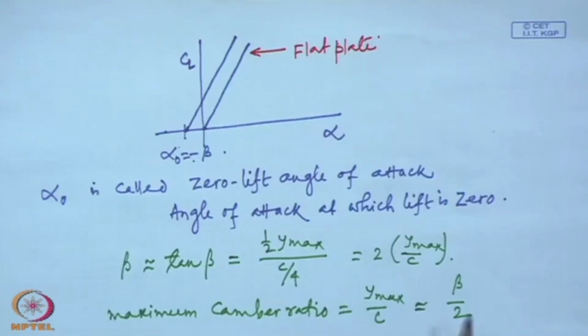And what do you see the camber does? From here we can see the camber shifts the zero lift angle of attack. Camber changes the zero lift angle of attack. If your airfoil has positive camber, then the zero lift angle of attack will become somewhat negative, approximately 2 times the value.